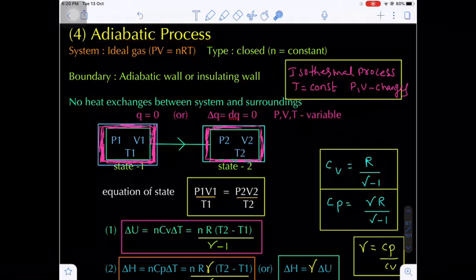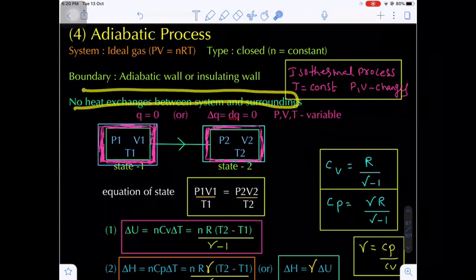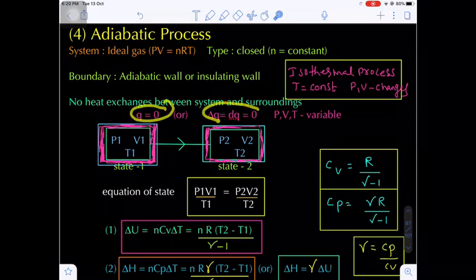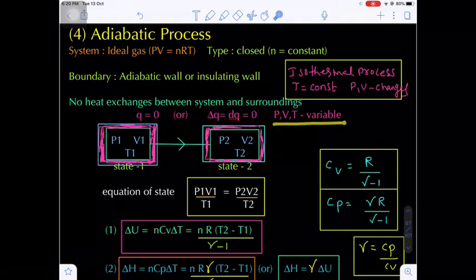What is the adiabatic process? It is a process in which there will be no heat exchange between system and surrounding. That means Q or delta Q or dQ will be 0. Here pressure, volume, temperature, all these three state variables are variable. Are you getting my point?